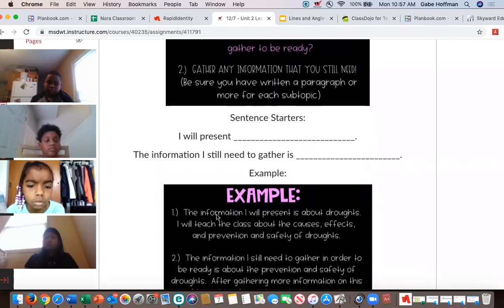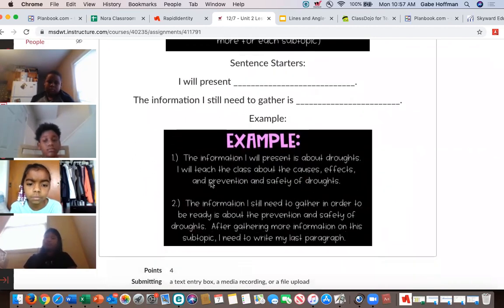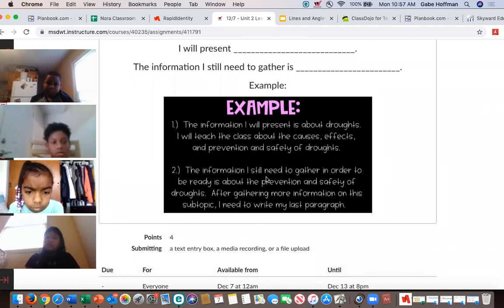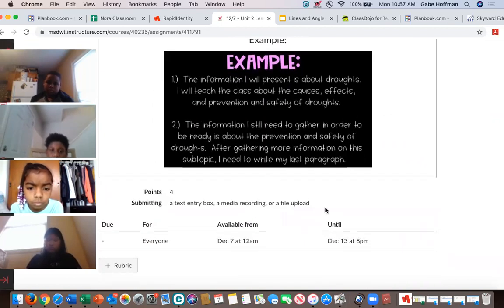All right. So I have an example right there. The information I'll present is about droughts. I will teach the class about the causes, effects, and prevention and safety of droughts. Then on the bottom, I have listed the information I still need to gather in order to be ready, which is about the prevention and safety of droughts. After gathering more information on this topic, I need to write my last paragraph. All right. So you're going to do that today.